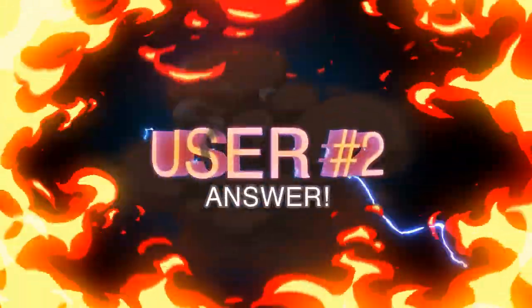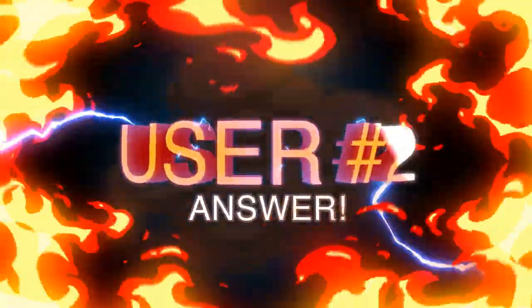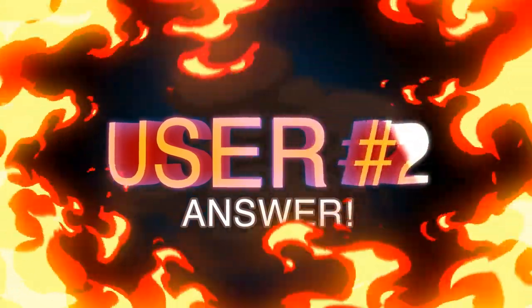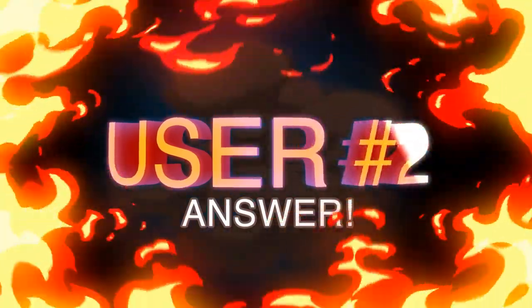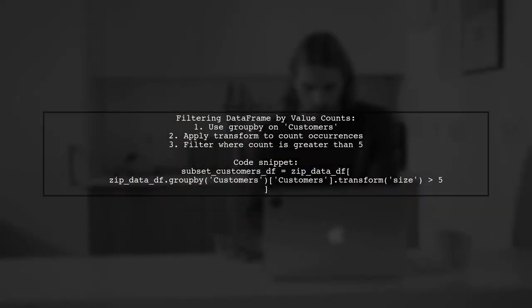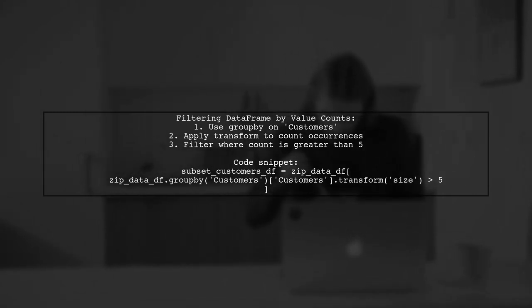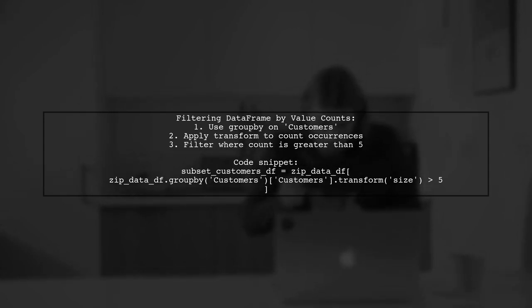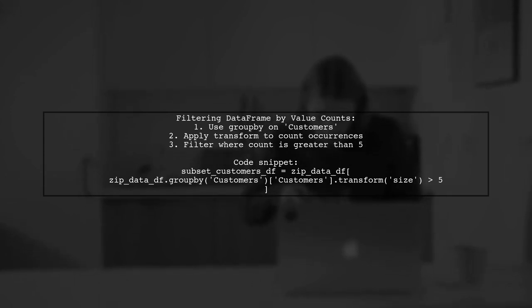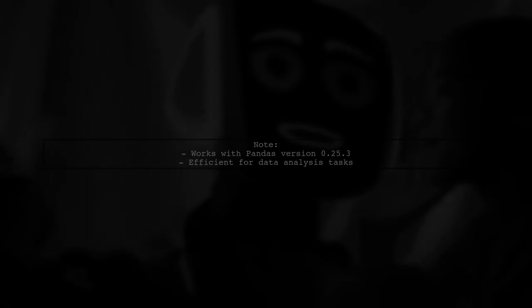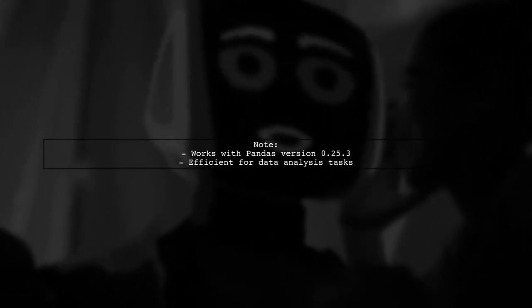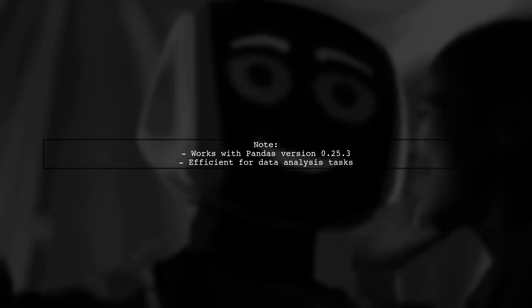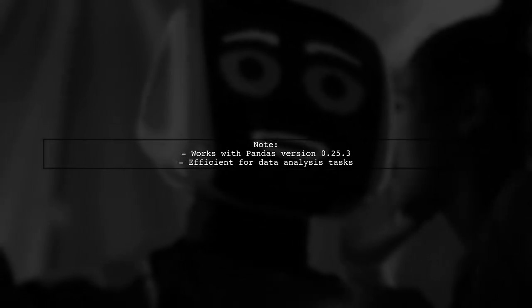Let's now look at another user-suggested answer. To filter a data frame in Pandas based on value counts, you can use the group by and transform functions. This method allows you to select rows where the count of a specific value exceeds a set threshold. This approach is effective in Pandas version 0.25.3, making it a reliable solution for your data analysis tasks.